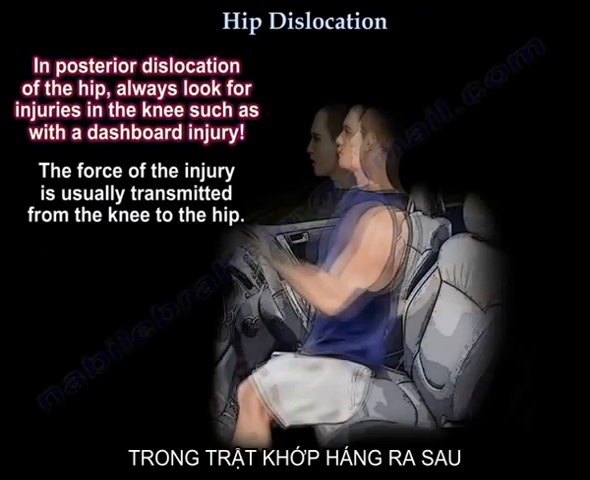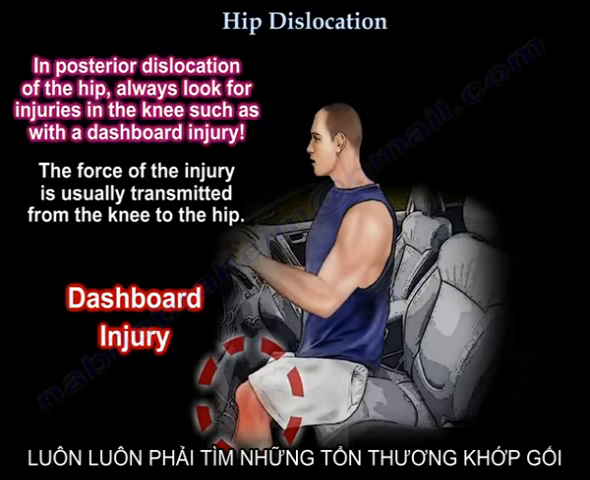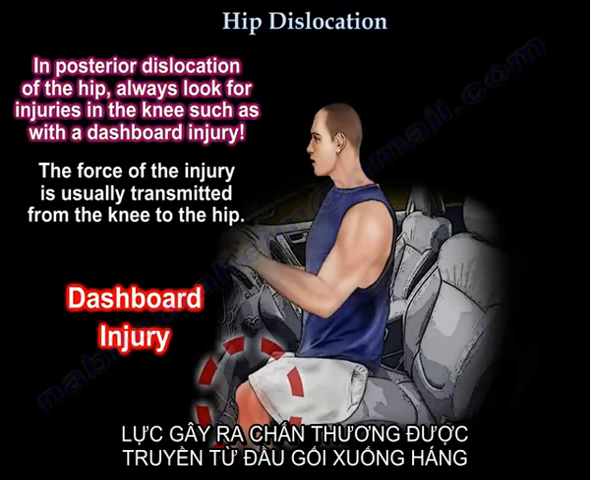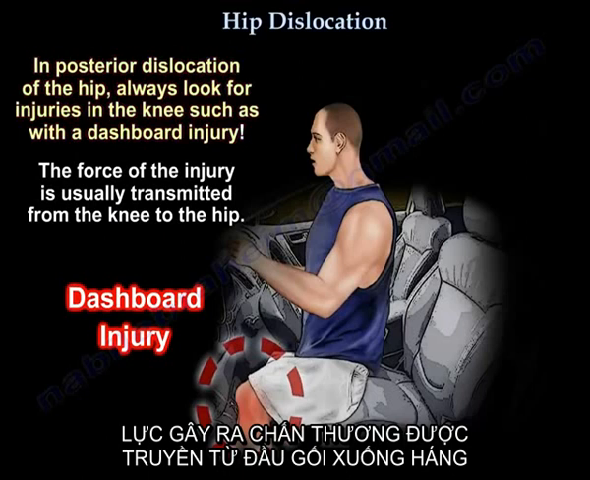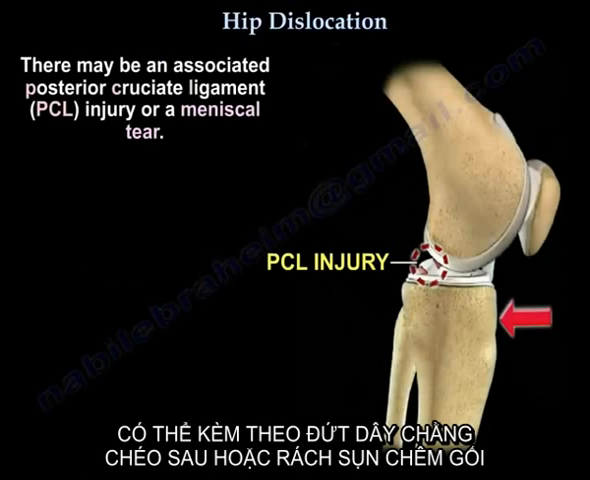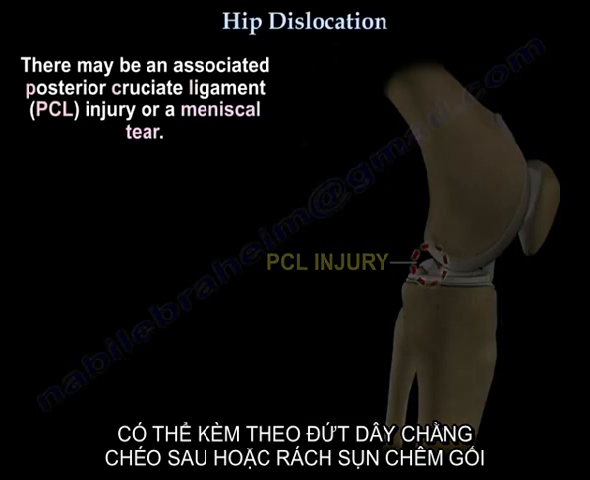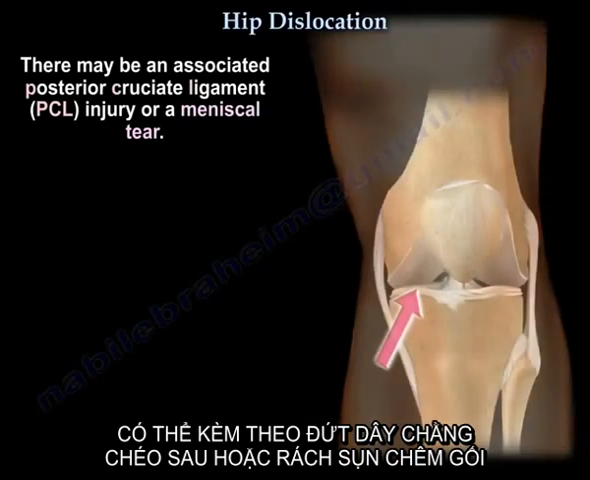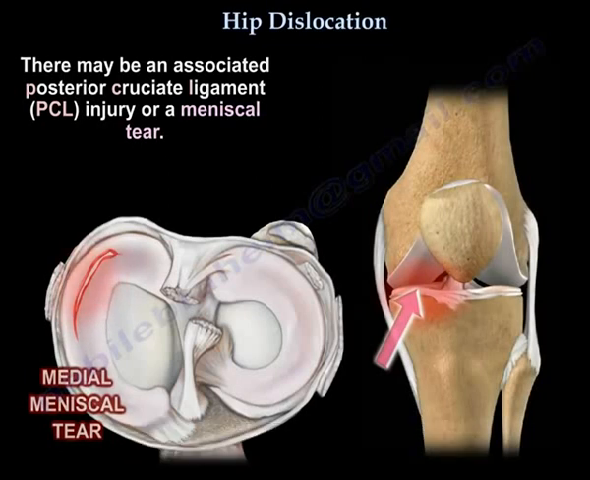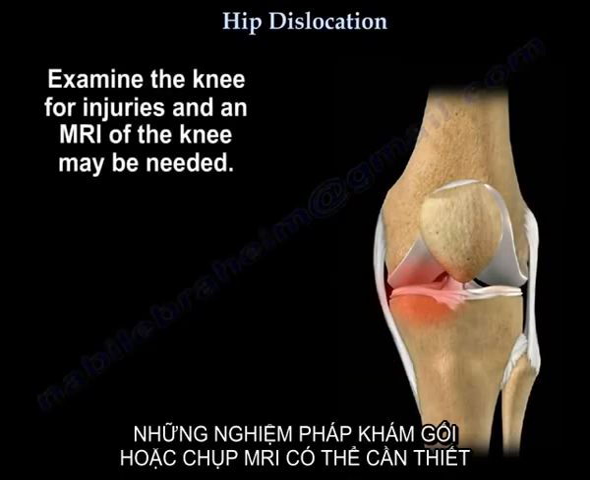In posterior dislocation of the hip, always look for injuries in the knee, such as with a dashboard injury. The force of the injury is usually transmitted from the knee to the hip. There may be an associated posterior cruciate ligament injury or a meniscal tear. Examine the knee for injuries, and you may need to get an MRI.